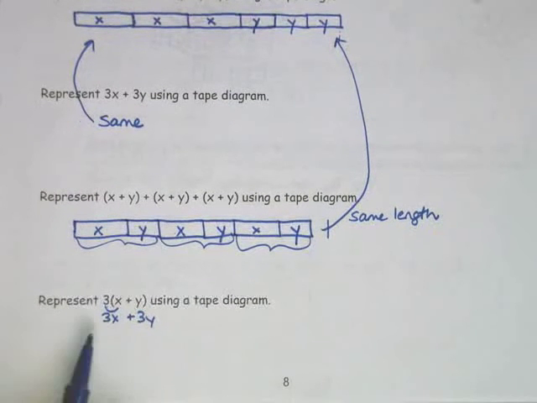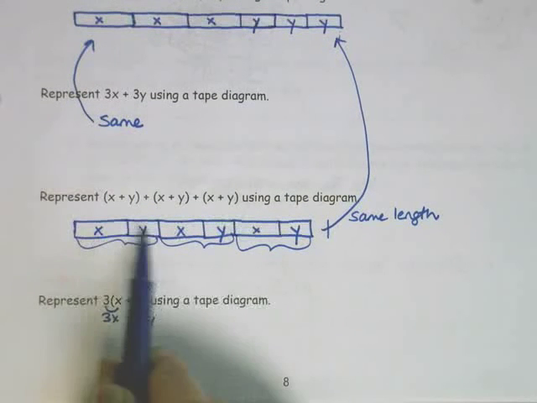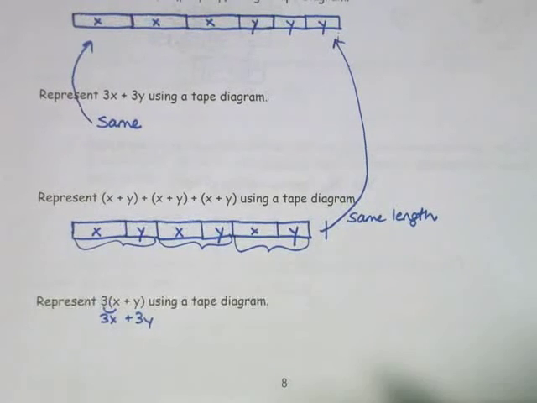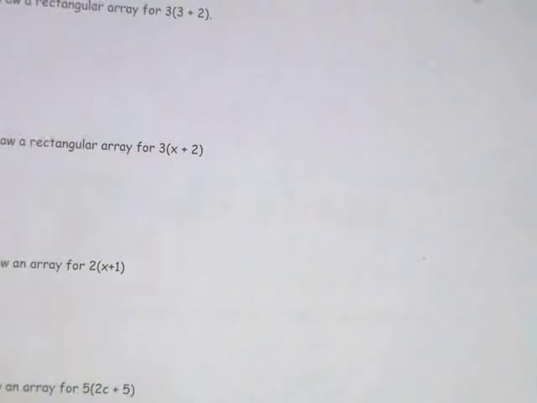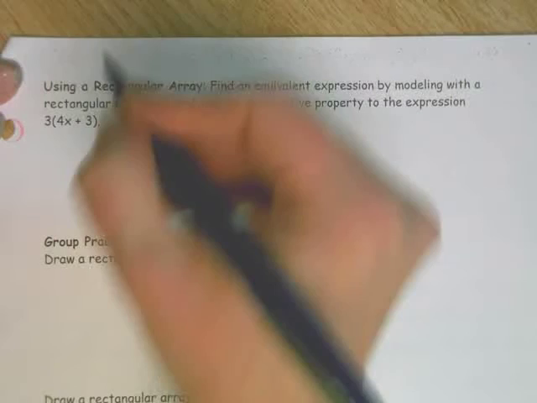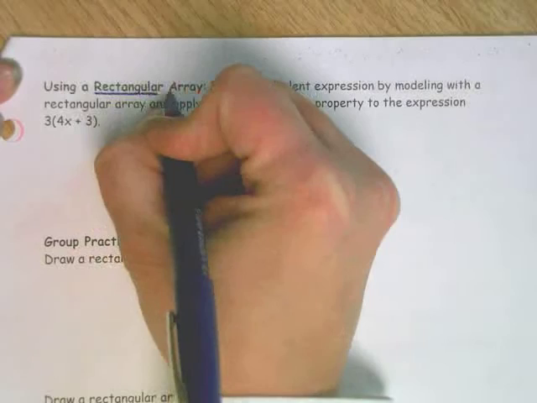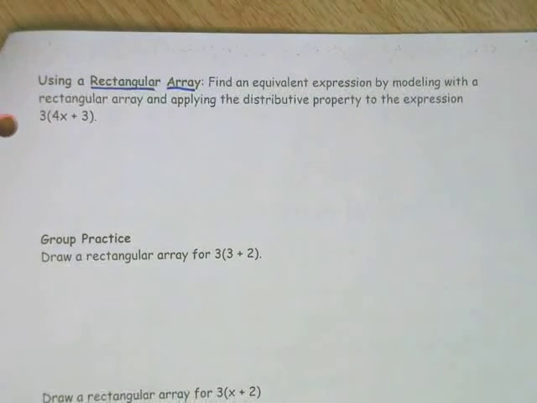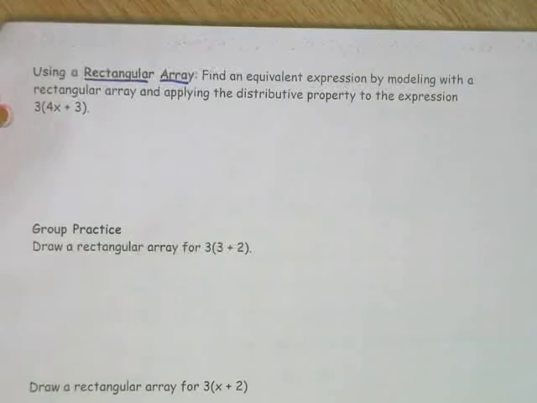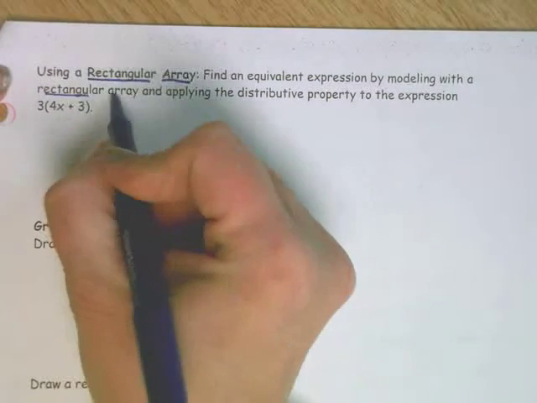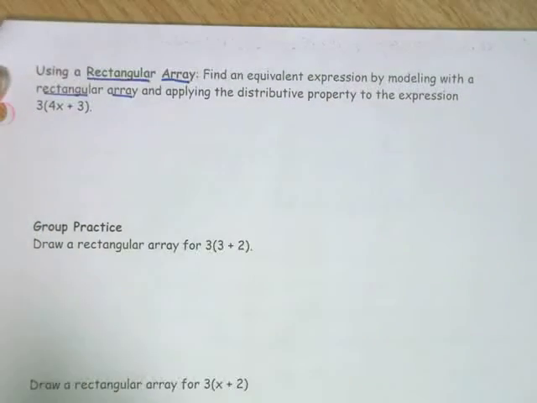All right, so we're looking at equivalent expressions, but we're also learning to use these tape diagrams to be able to help us figure some things out. So let's look at one more way that we can use tape diagrams. I'm going to flip this over. And the tape diagrams can be used to make this thing called a rectangular array, which is just a bunch of tape diagrams stacked on top of each other to make a rectangle. So find an equivalent expression by modeling with a rectangular array, I'll show you that, and applying the distributive property.